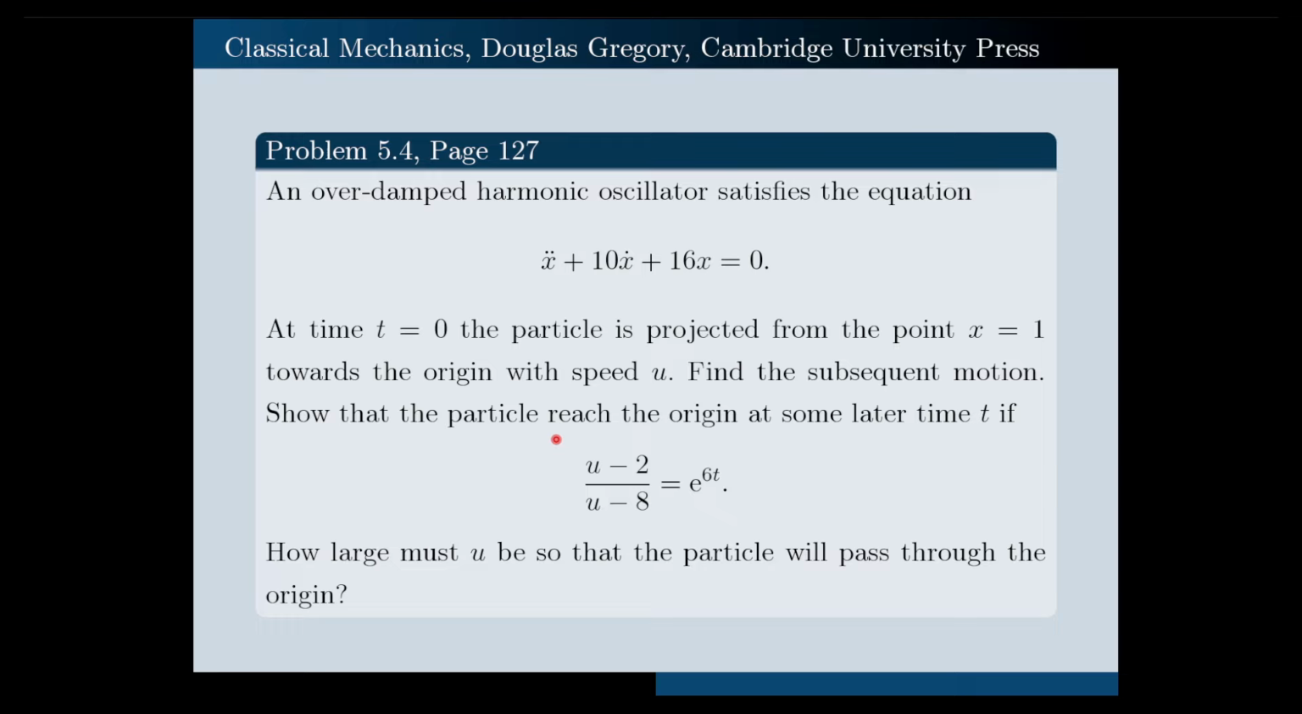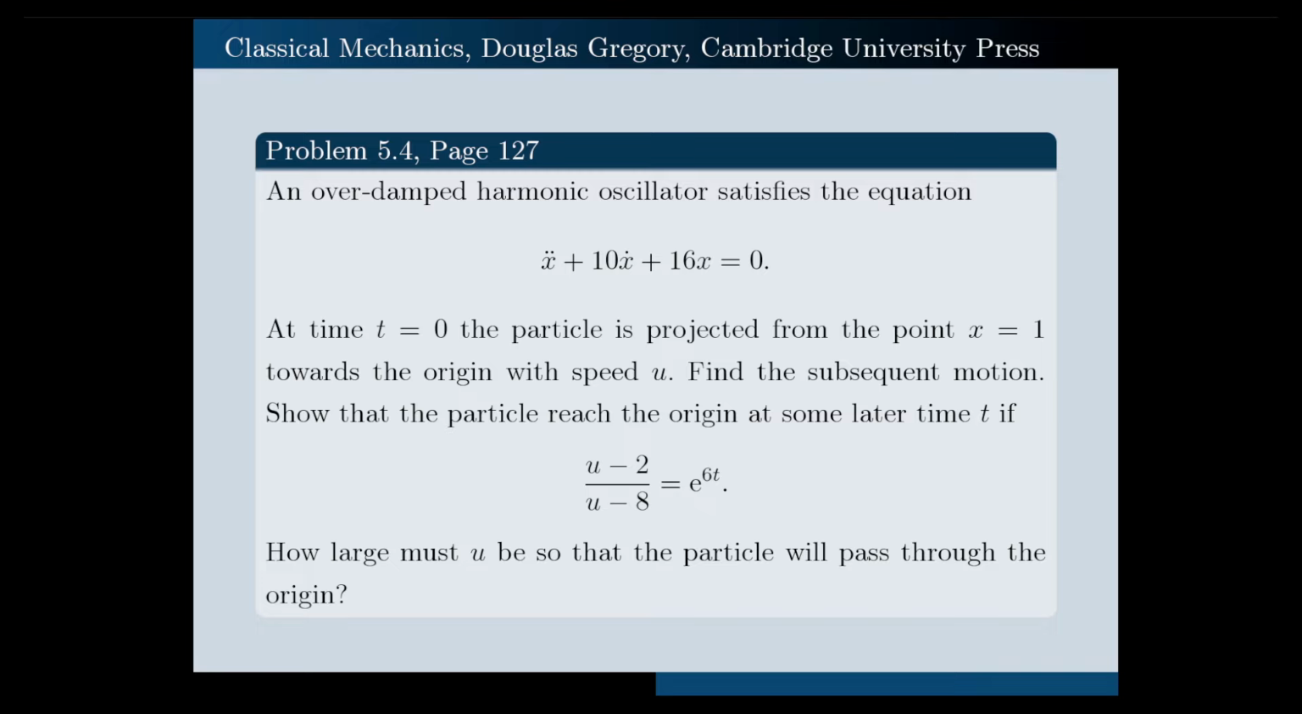Show that the particle reaches the origin at some later time t if (u minus 2) over (u minus 8) equals e to the power 6t. How large must u be so that the particle will pass through the origin? That would be a good idea if you pause the video at this point and give it a try.